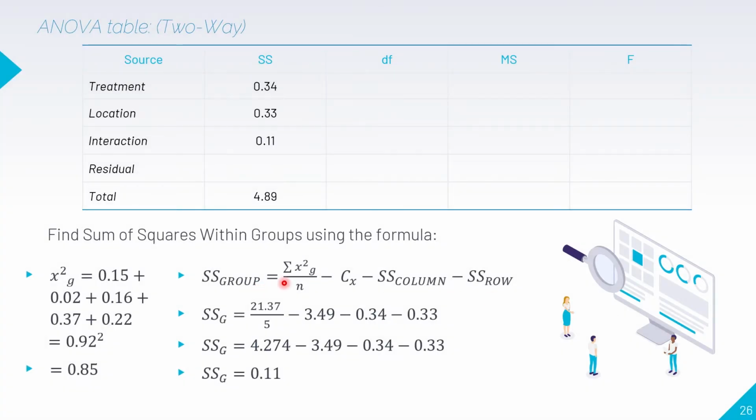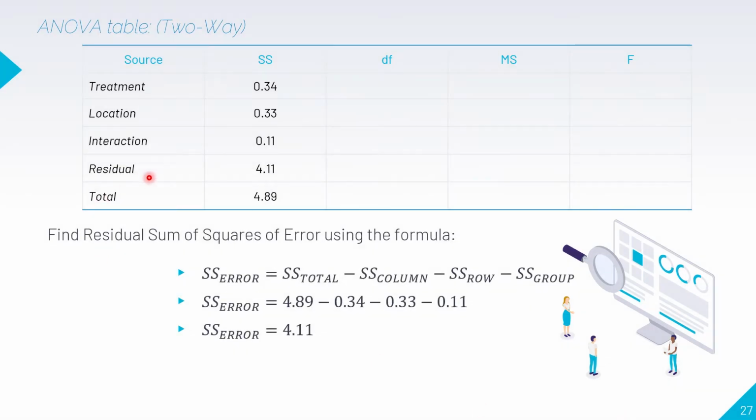So summation of x squared group is divided by n. So we have 21.37 over 5. 5 is our n because we have a total of 5 in our group. So our CX is 3.49. Our SS column is 0.34. Our SS row is 0.33. So minus them all, and we have our SSG or SS within groups equal to 0.11.